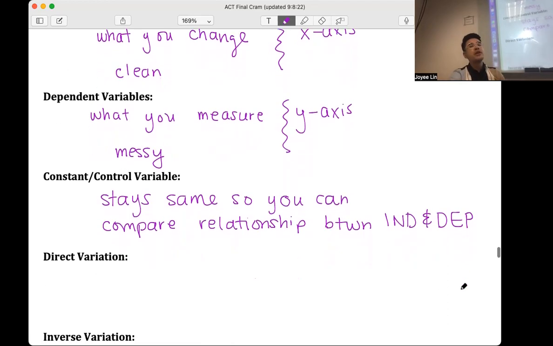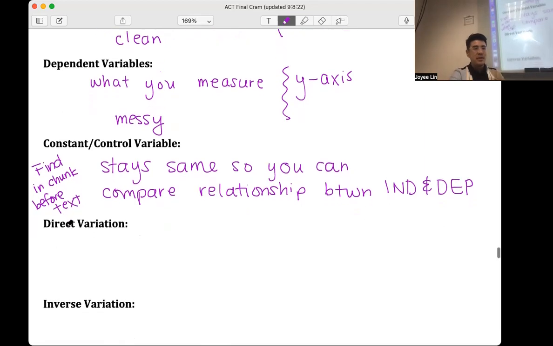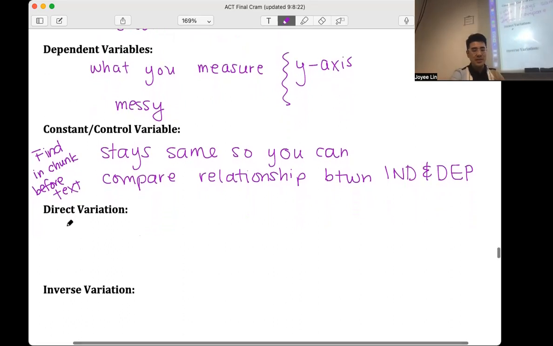Where do you find the control variable usually? In the chunk. Find it in the chunk, right? The chunk before the text. Like the little blurb. It says, like, for experiment 2, the temperature was 25 degrees. A quick reference, right? Because you could spend forever looking. It's usually in the chunk before the text.